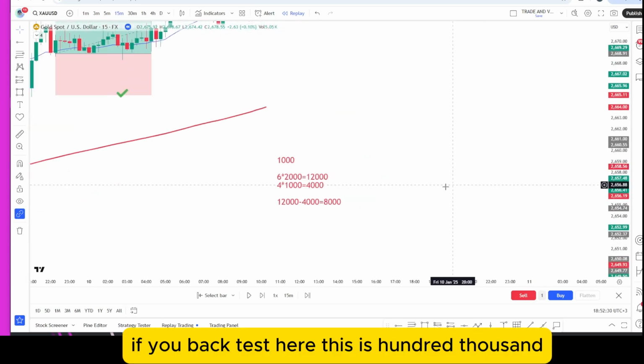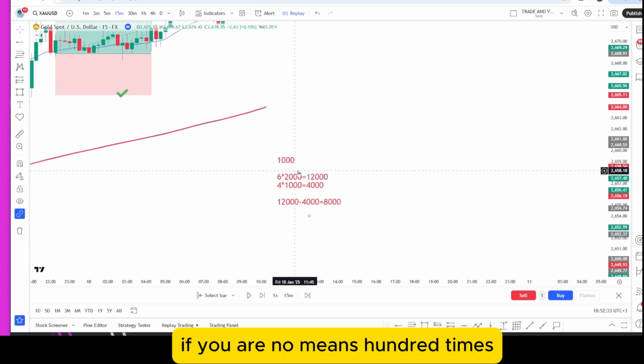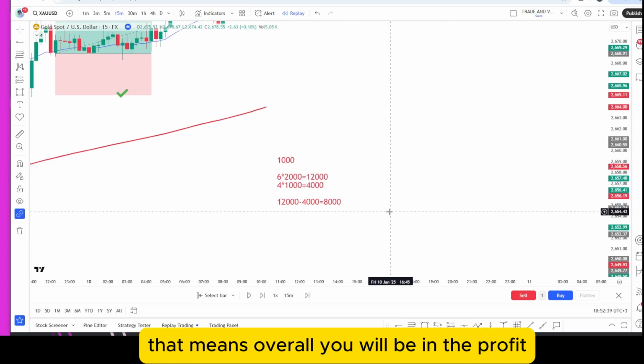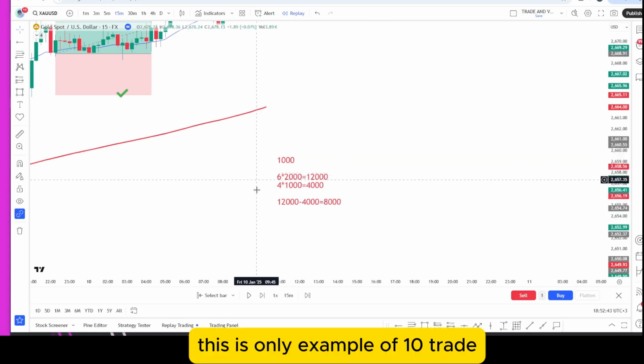If you backtest here, this is 100,000. If you backtest 100 times, you will get almost the same scenario here. That means overall you will be in profit. This is only an example of 10 trades.